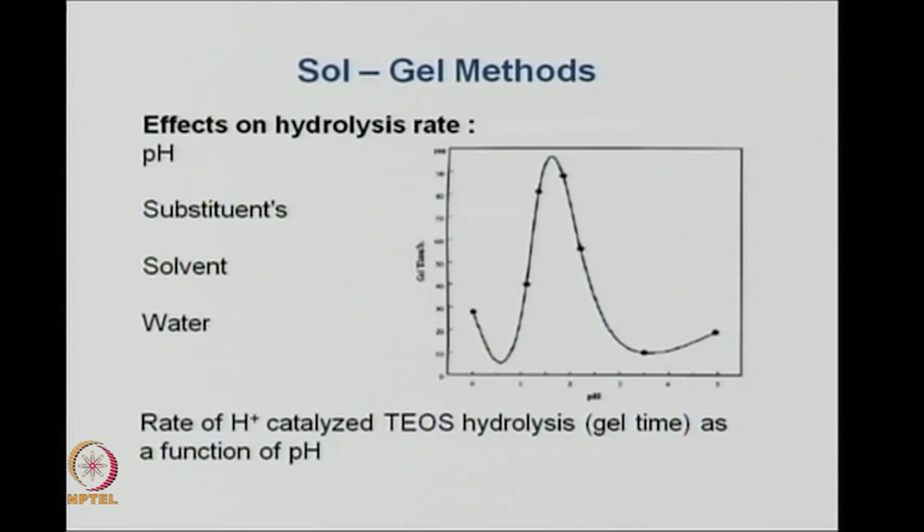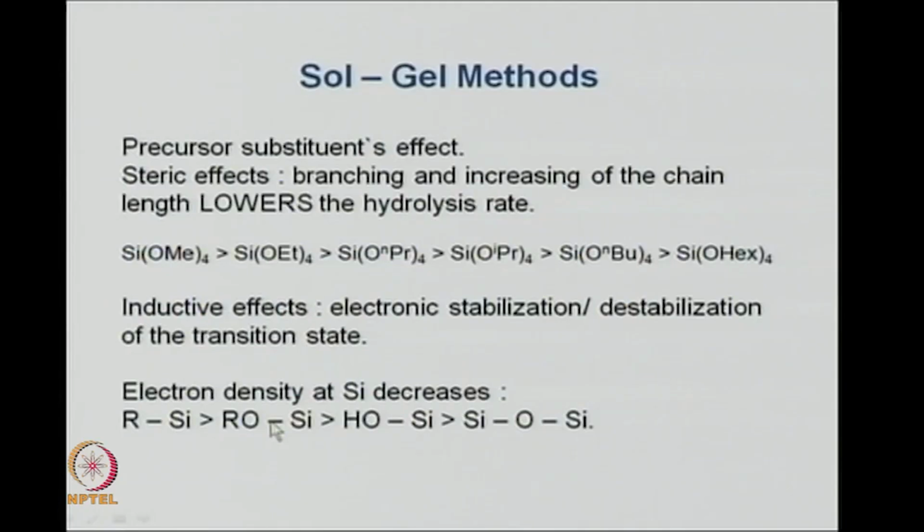Now, you can see that in the sol gel method, the gel time, how much time it takes to gel, or the hydrolysis rate, depends on pH, substitutions, the solvent and water. And here we plot this gel time with pH, and you can see that at a particular pH the gel time is very high, and at some other pH the gel time is very low. So, the rate at which the acid catalysis takes place is a function of pH. It depends on the pH how this acid catalysis is taking place.